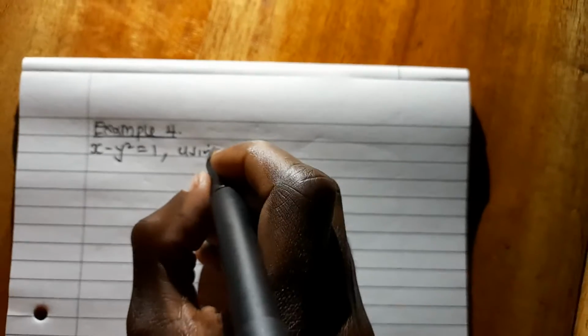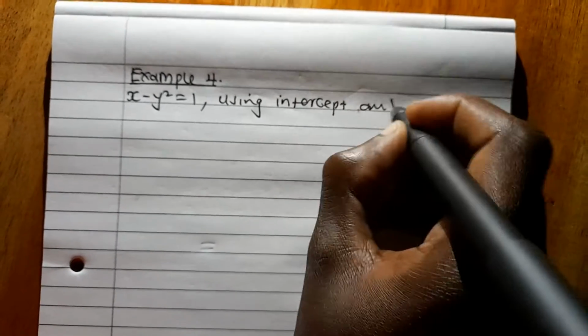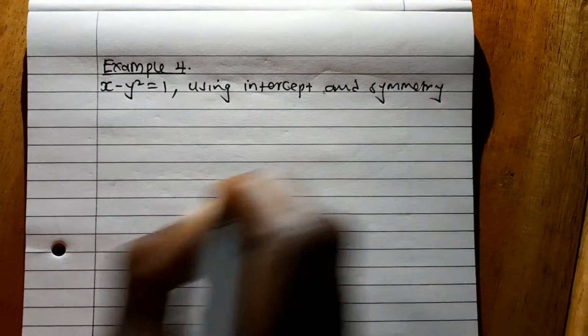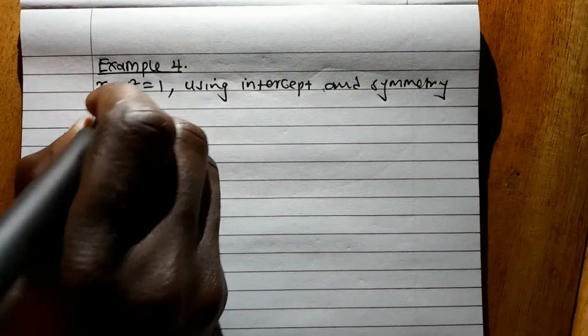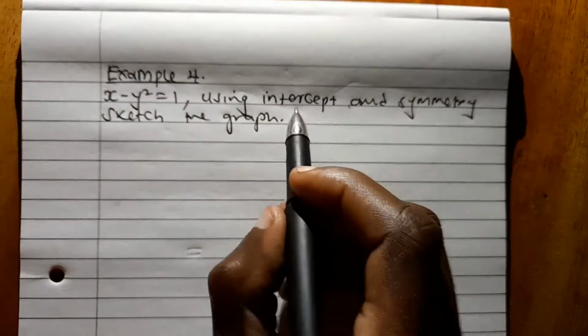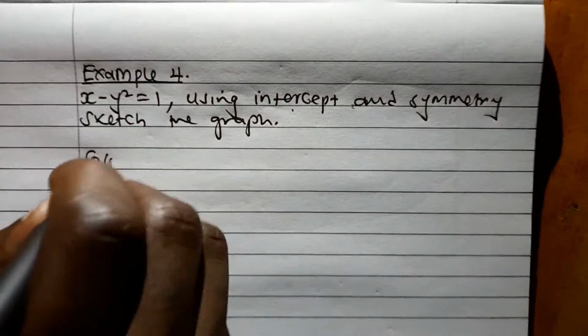The instruction is: using intercept and symmetric property, sketch the graph. We are told to use the intercept and the symmetric property to sketch the graph. So let's write some solution.